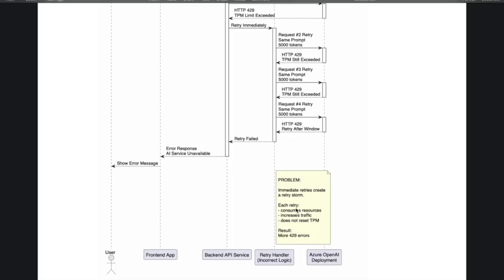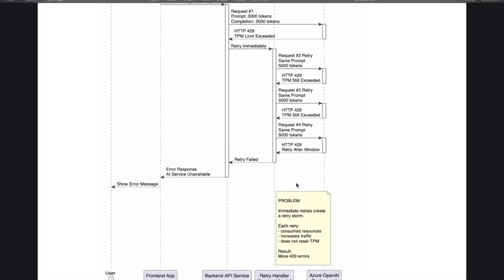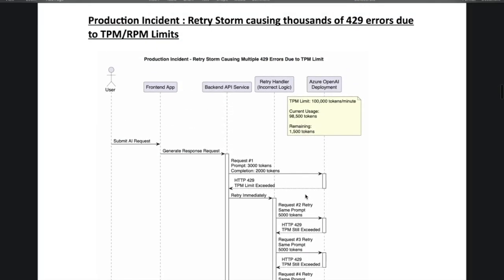Each retry also adds cost, because each retry consumes cloud resources, AI resources, and you have to pay for that. You have increased the traffic, and it's also not allowing the TPM to reset. As a result, there are thousands of 429 errors, which is a hazard. It's called a retry storm situation.